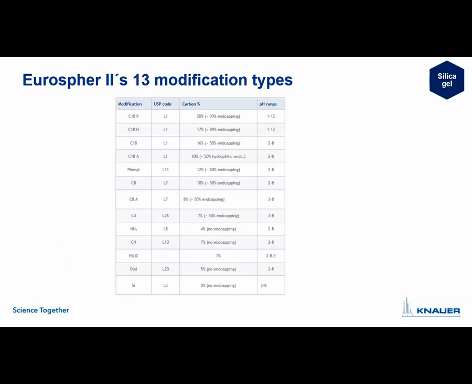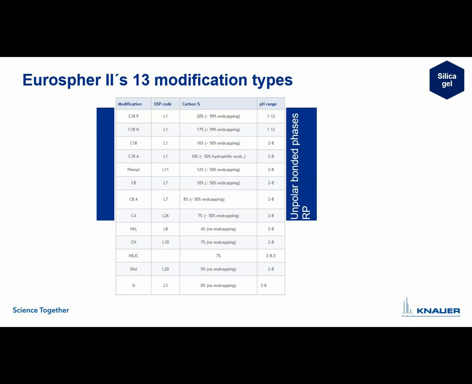As you might know, there are a lot of different reversed phase columns on the market, and they have a lot of different modifications. To give you an overview of what KNAUER typically offers, this is a table from our Eurospher II modification types. So Eurospher II is KNAUER's most often used stationary phase, and here you see all the different modifications that we offer in this column family.